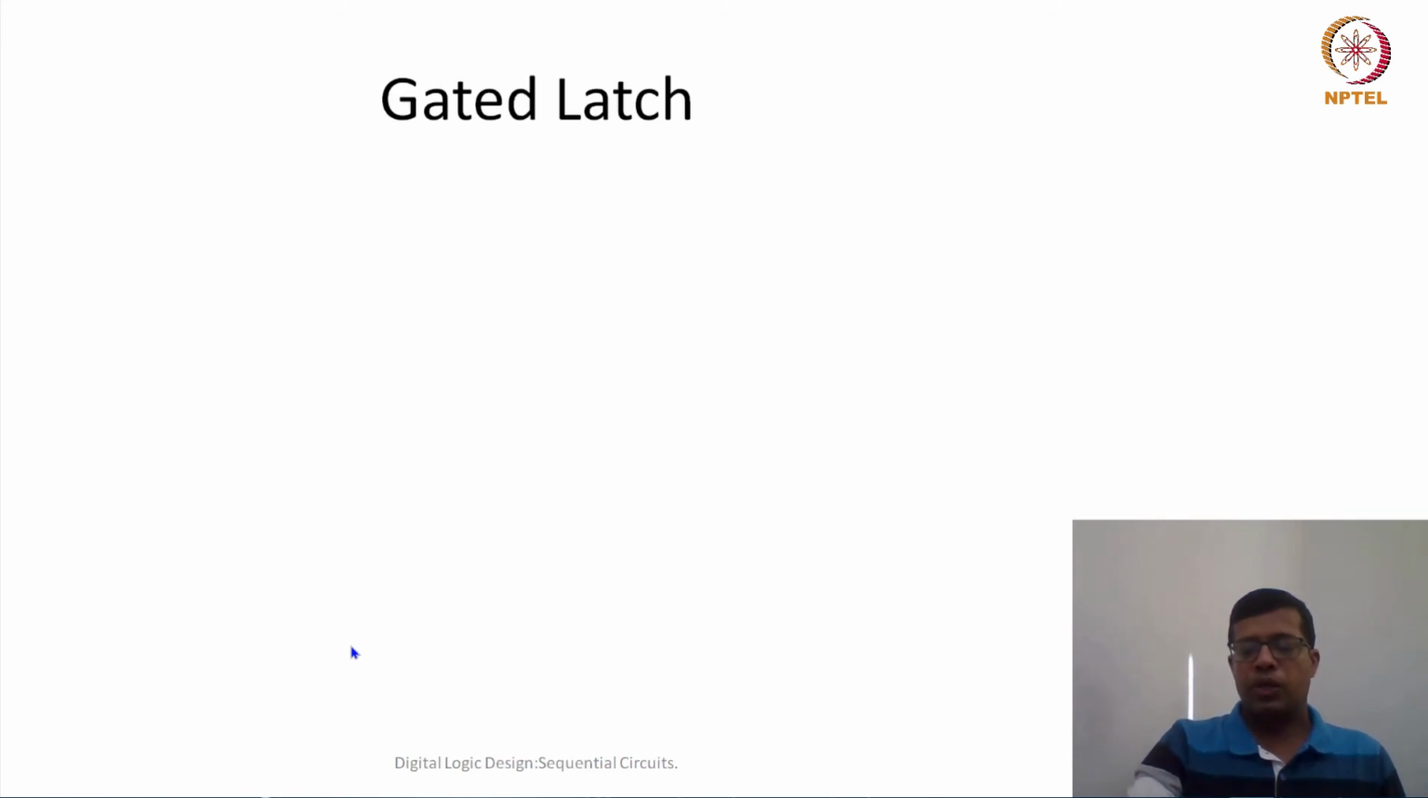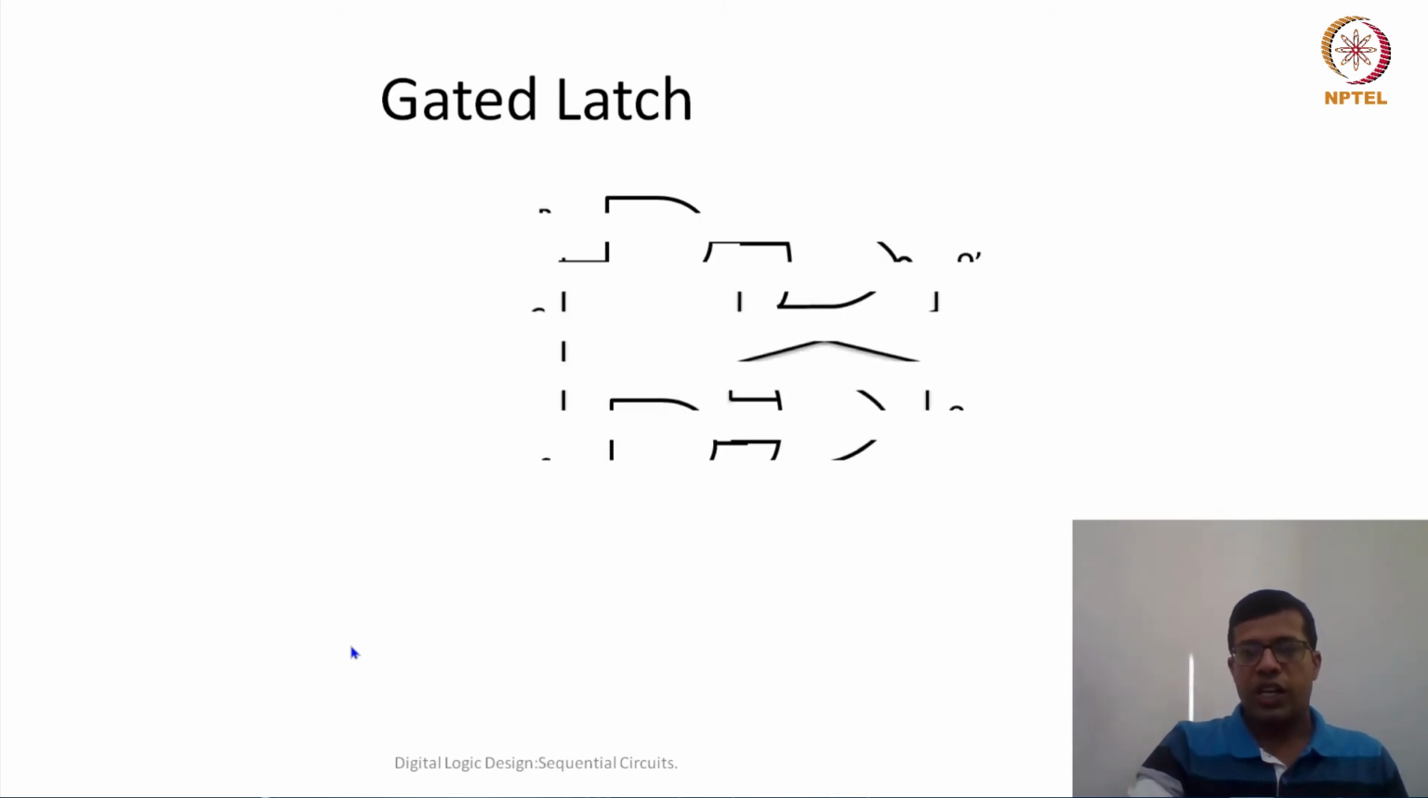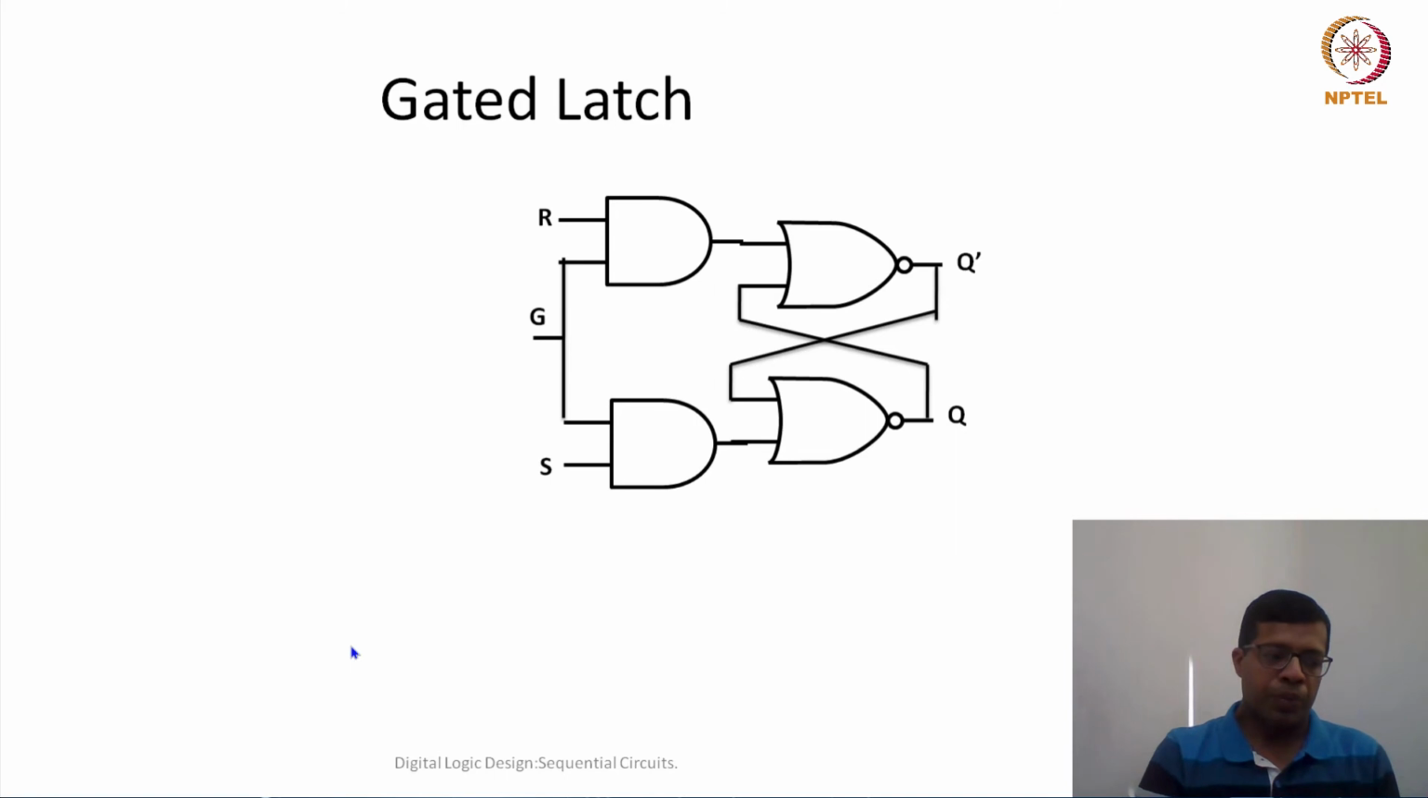So we'll quickly cover two more topics now. So now let's say here my output depends on S and R. Now whenever S and R both change, or any of them changes, that will change my output.